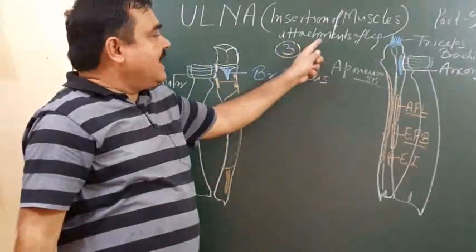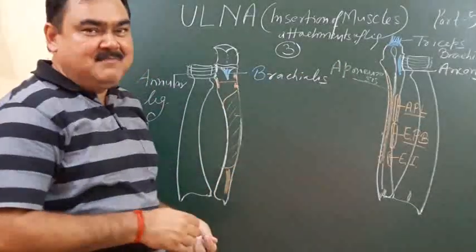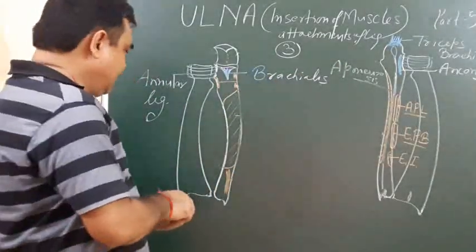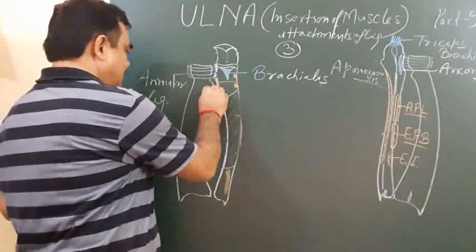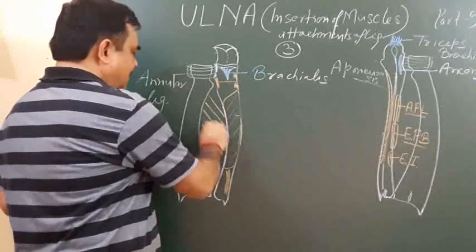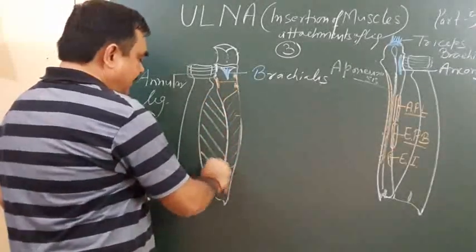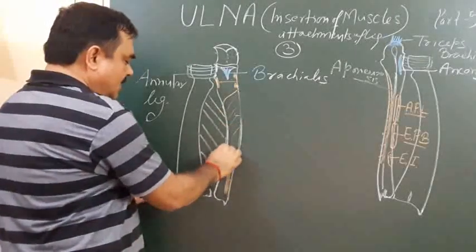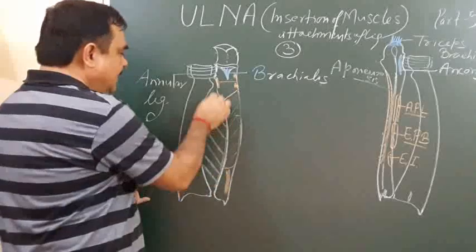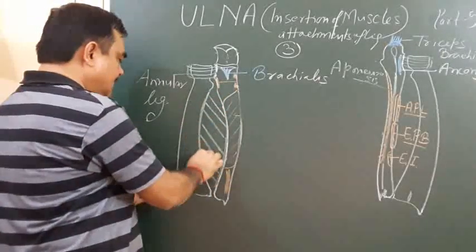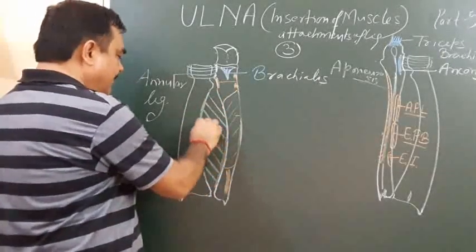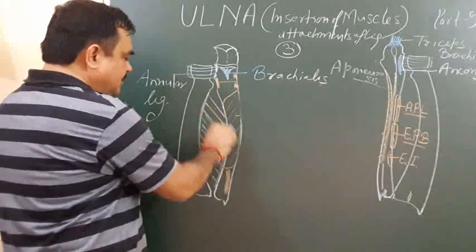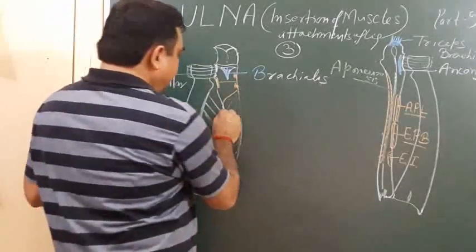And another thing, attachment of the ligaments or membrane. Here is one membrane attached. This is interosseous membrane, which attaches with the interosseous border. This is interosseous border of the ulna. Here is interosseous border of the radius. Between these two borders there is a membrane, known as interosseous membrane.